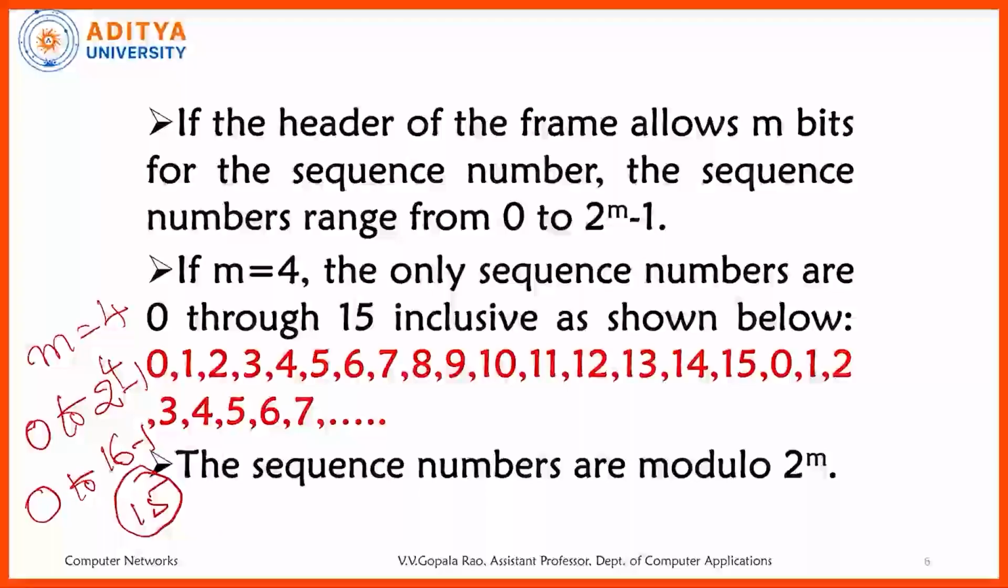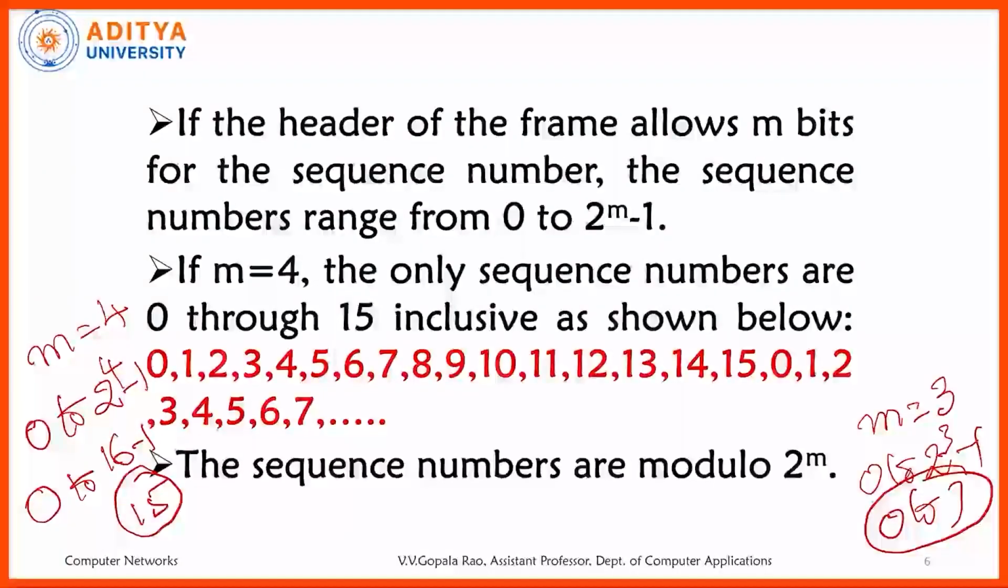Let us take one more example. Let us say you are allowed only 3 bits to accommodate in the header, so m is equal to 3. Then what sequence numbers can you go up to? From 0 to 2 to the power of 3 minus 1, that means 0 to 7. These are the valid sequence numbers you can assign to the frames in this case.